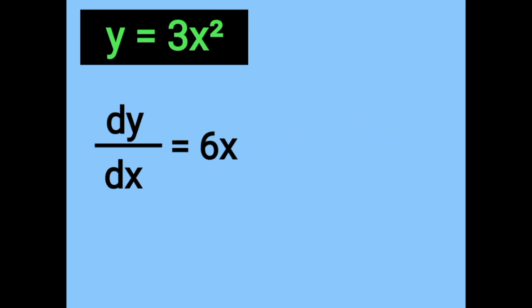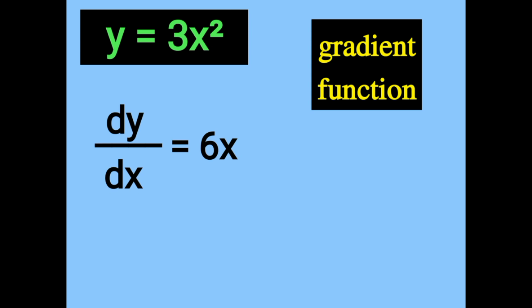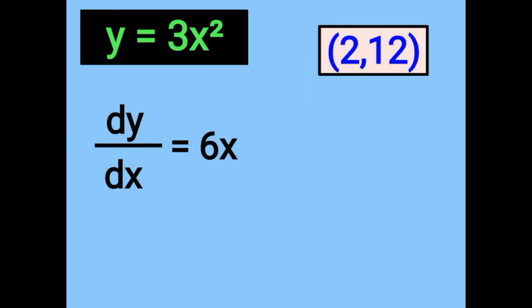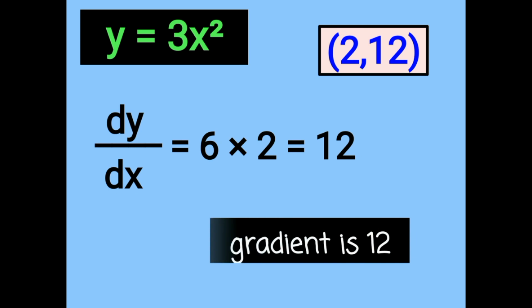Now since the gradient function can be used to find the gradient of the curve for any value of x, we can find the gradient of the curve with the equation y equals 3x squared at the point with the coordinates (2, 12) by substituting the x coordinate value, in this case 2. So dy over dx equals 6x. Then substituting the x coordinate value gives us 6 times 2 equals 12. So the gradient of the curve with the equation y equals 3x squared at the point (2, 12) is 12.